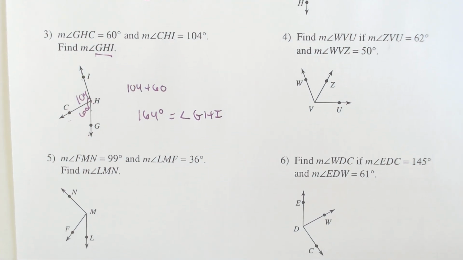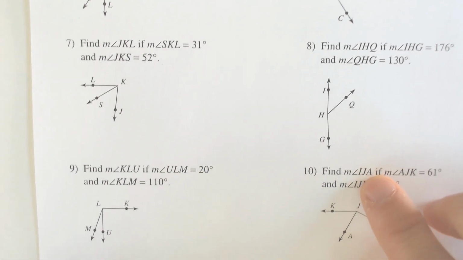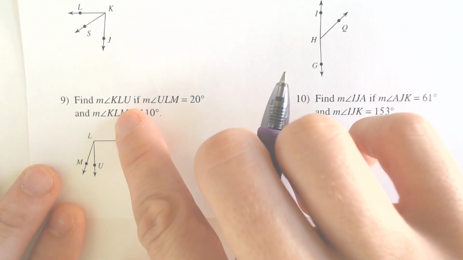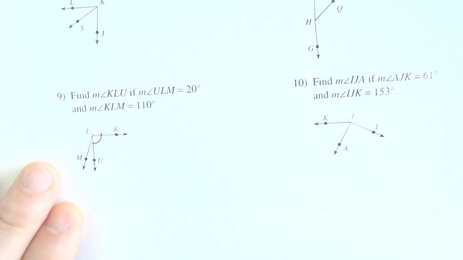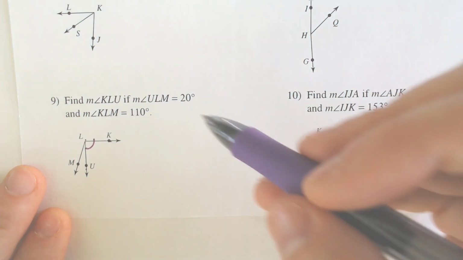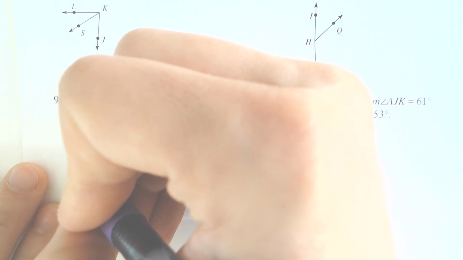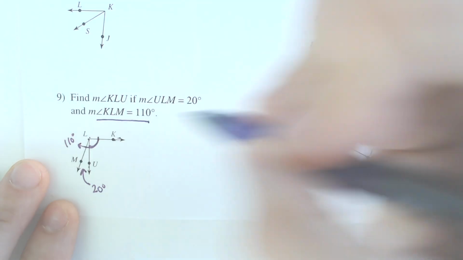All right, let's find an interesting one, this one right down here. In this case, we're going to be finding the smaller angle, because KLU is the smaller angle, which might be 90 degrees. It visually looks like it, but it may not be. We are told the entire small part right here is 20 degrees, and we're told that the entire angle, the whole thing, from K to L to M, is 110 degrees.